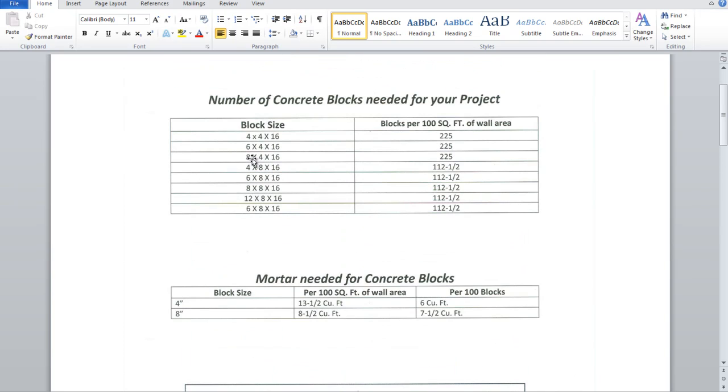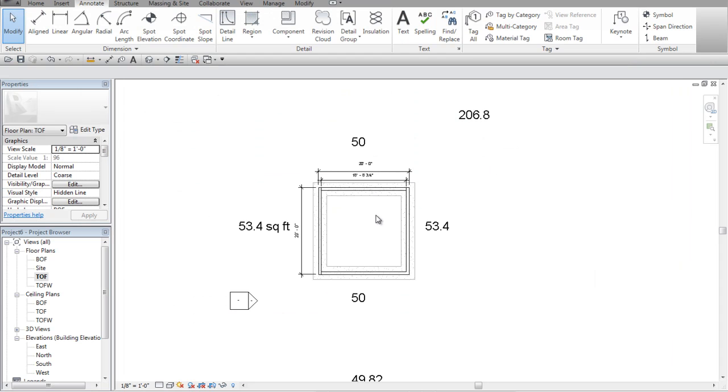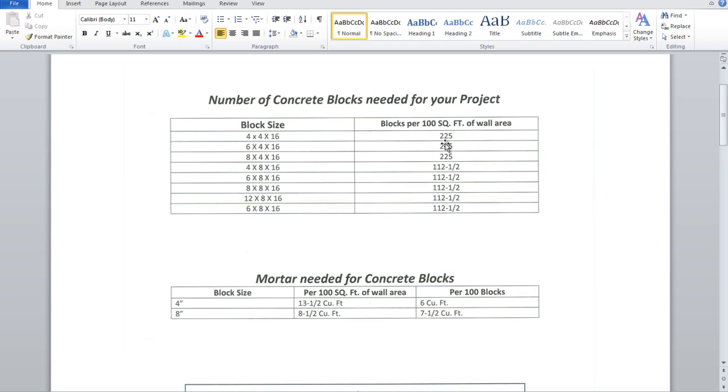Alright. This is the block calculation. This is the mortar calculations. Real simple, real easy. We had 206.8, so get you a scrap piece of paper and write this down, 206.8. The reason we did it in square feet, not cubic feet, was because this is how this chart is laid out.